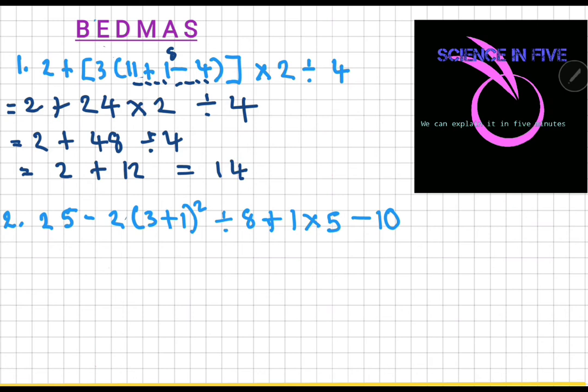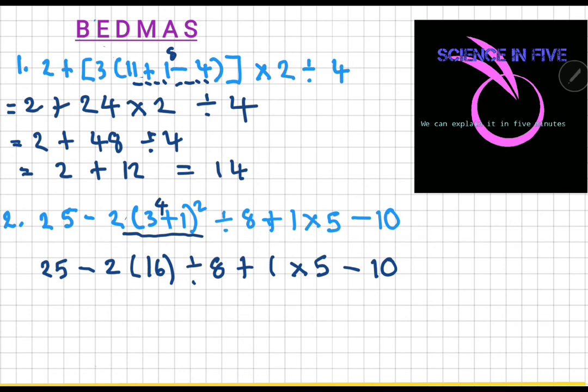Number 2, I've got a very interesting sum with so many operators involved. My first point, the bracket first. So this becomes 25 minus 3 plus 1 is 4. 4 squared means repeated multiplication, 4 times 4. So this becomes 2 times 16 divided by 8 plus 1 times 5 minus 10.